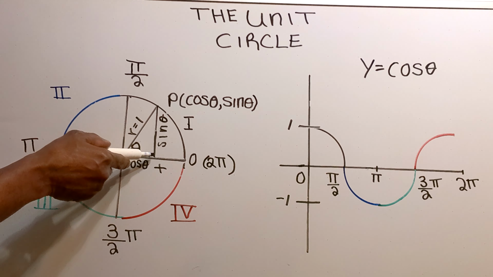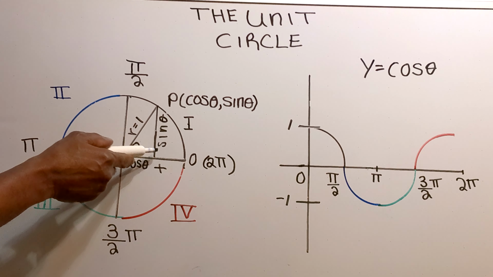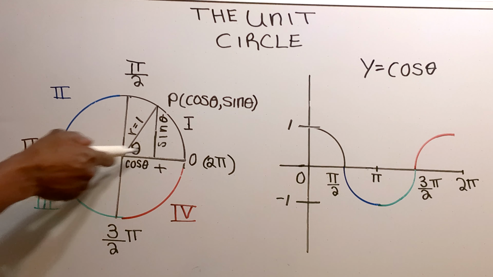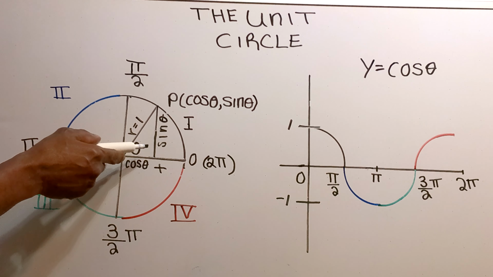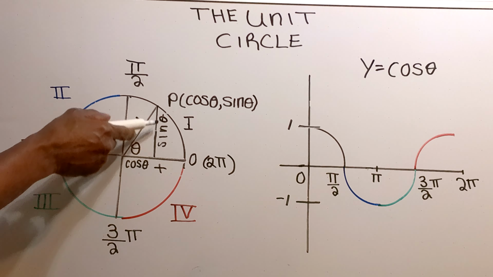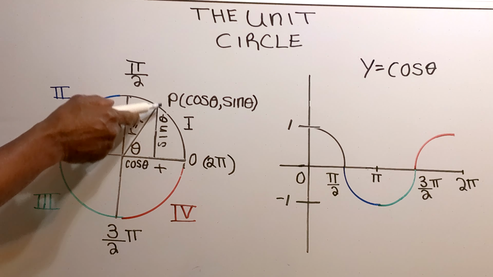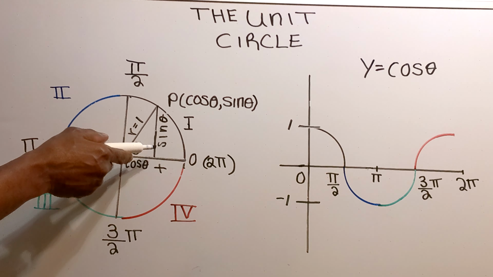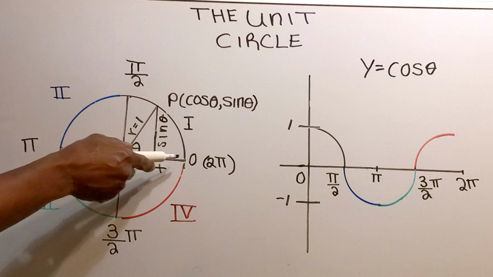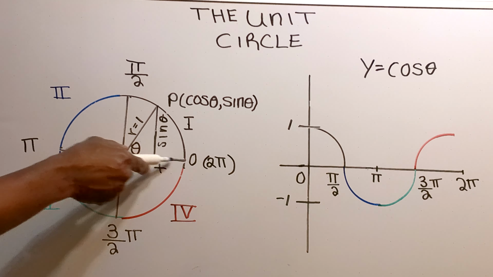Now, the height of the triangle is sine, and the base of the triangle is cosine. For the purpose of this video, I'm not going to be concerned with the sine value, but I'll only be concerned with the cosine value, which will always be measured along this line.